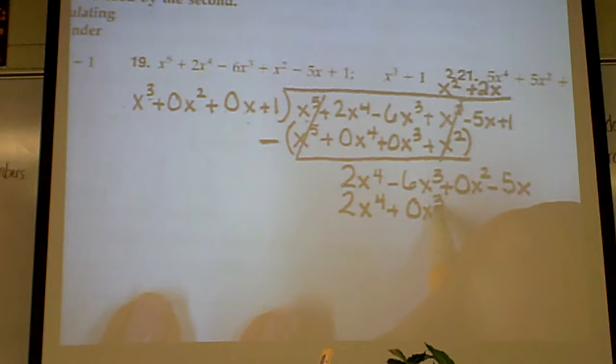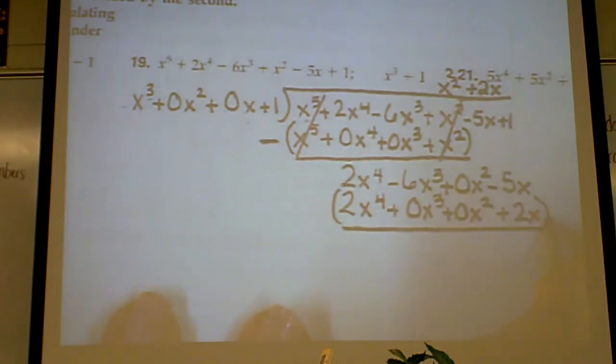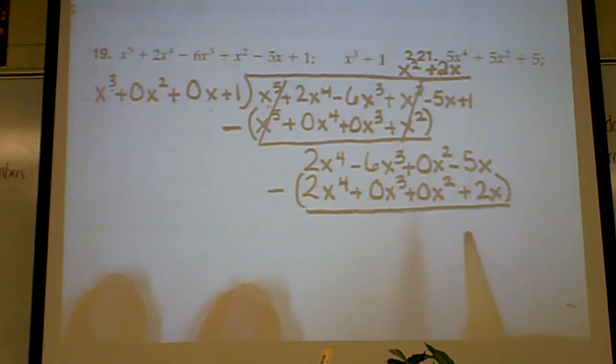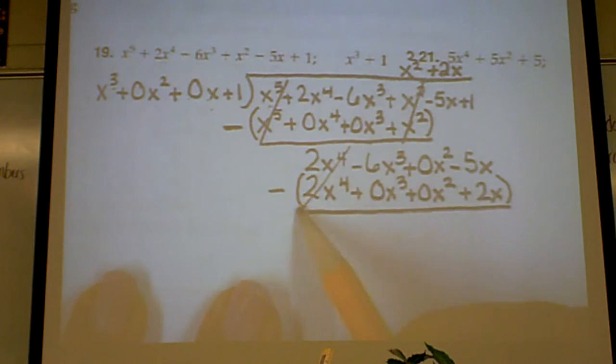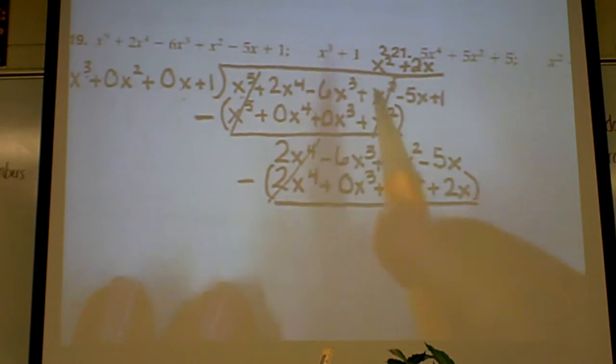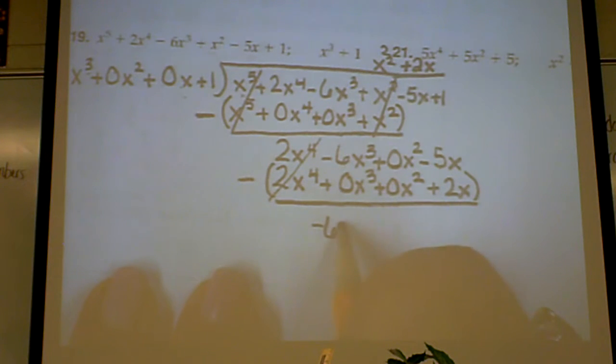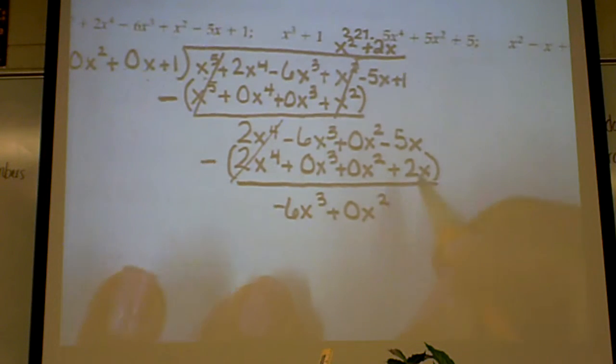0x cubed, 0x squared, and then 2x. What do we do with these two polynomials? Subtract them. So you get no more x to the 4th. You have a negative 6x cubed. We have no x squared. This is going to be on right here.